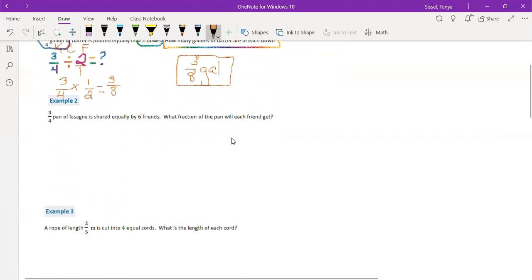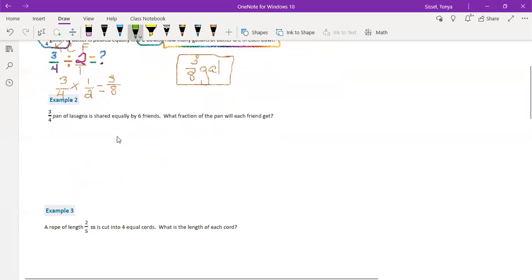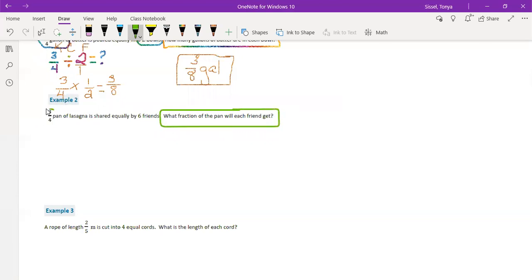So let's look at Example 2. Example 2 says 3/4 of a pan of lasagna is shared equally by 6 friends. What fraction of the pan will each friend get? So that's the question we want to answer. And we know we have 3/4 of a pan shared equally, so it's divided by 6 people. So we're going to take our 3/4 divided by 6 people.